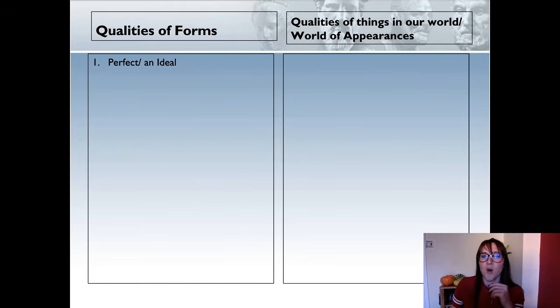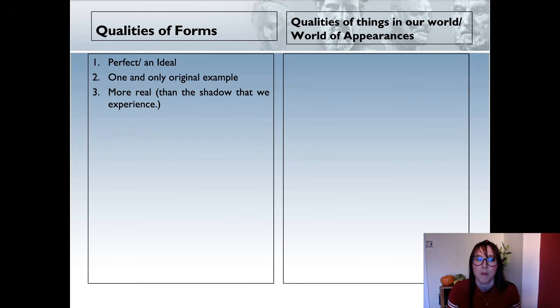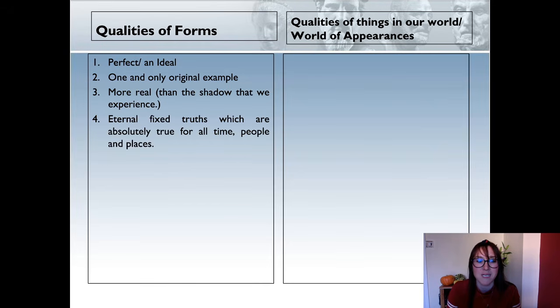So the qualities of the forms then: they're perfect, they're ideal, one and only. You can't have multiple perfect forms of justice because, well, which one's more perfect than the other then? How can you have multiple? No, you have one perfect, only original idea. More real than what we experience. They are eternal, fixed truths. They remain the same for all people and all places.